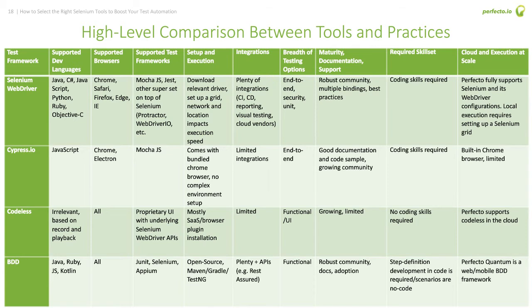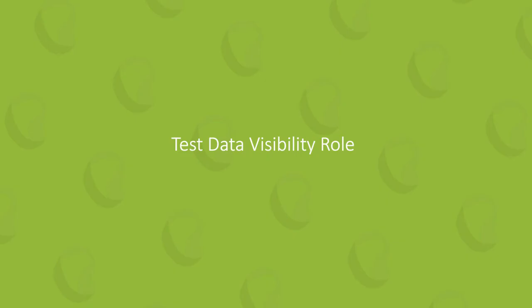to support your Gherkin style testing scenarios. Perfecto Quantum is one version of Cucumber that connects to its cloud, allowing you to do both mobile and cross-browser testing with limited to no coding skills required. So with that, and before I move to the test data visibility role, I would like to run right now for you the demo on Quantum BDD, and let's see that it works.